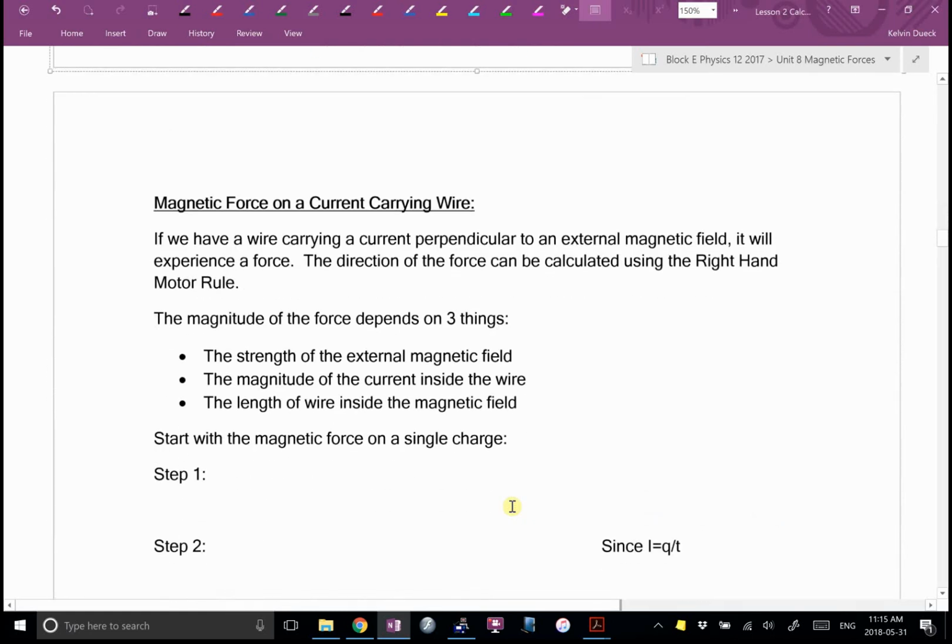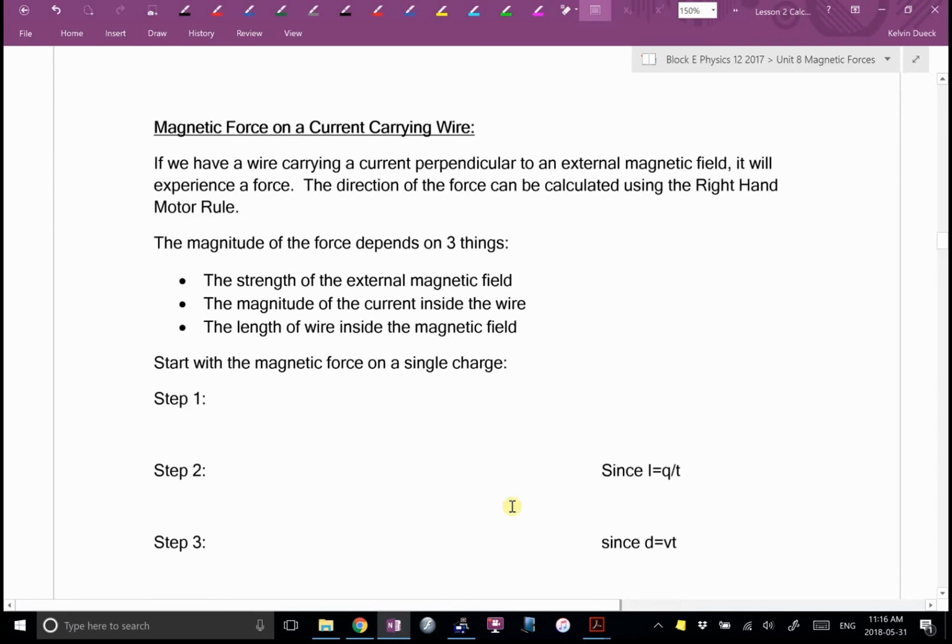That's for a single charge, Emily. What about for a whole bunch of charges inside a wire holding hands? The jumping wire that we showed you the other day. What would the force be there? We can derive an equation by starting with a single charge. Here's our single charge equation.